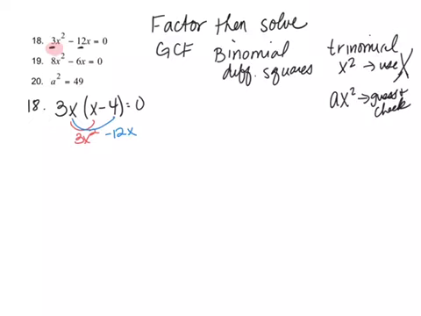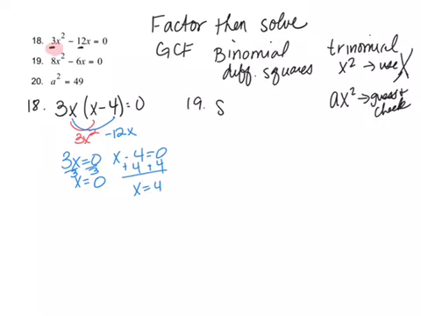And now since it says to solve and there's an equal sign, I need to set it equal to 0. 3x equals 0 and x minus 4 equals 0. So if I divide by 3, x equals 0, and add 4, x equals 4.